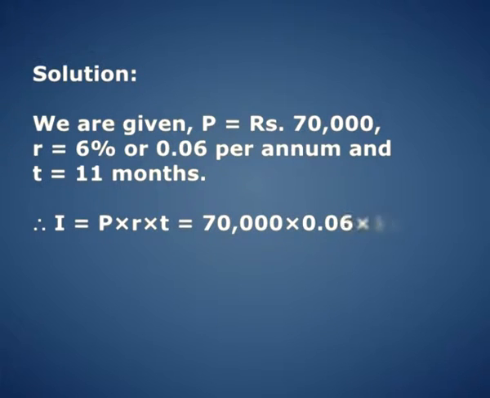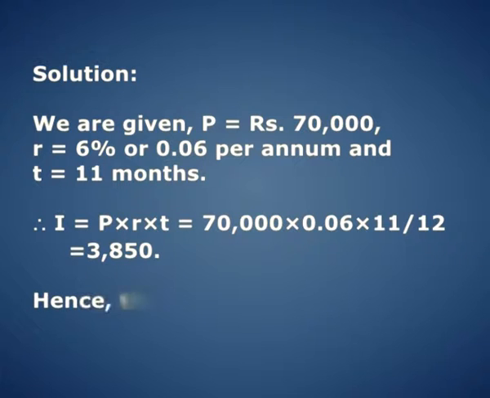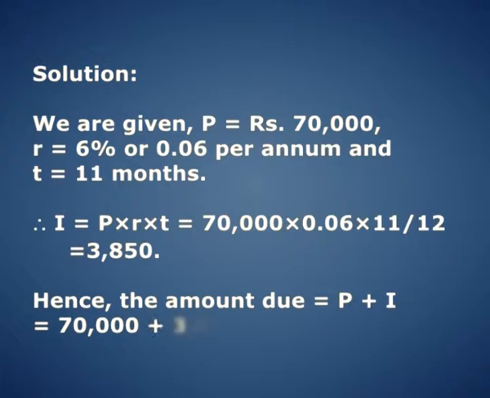Now let's calculate the interest here. Interest is equal to P into R into T, which is equal to 70,000 into 0.06 into 11 by 12, so that is equal to 3,850. Hence the amount due will be equal to principal amount plus the interest, so that is equal to 70,000 plus 3,850, which will give you 73,850.